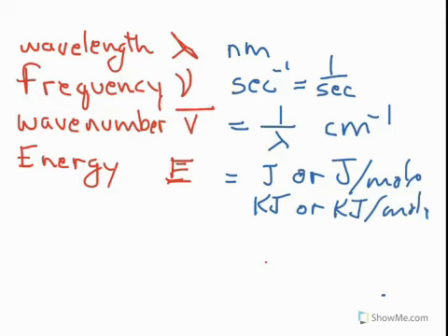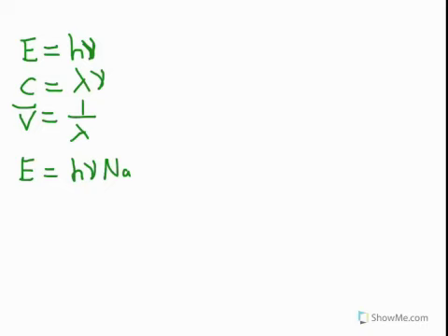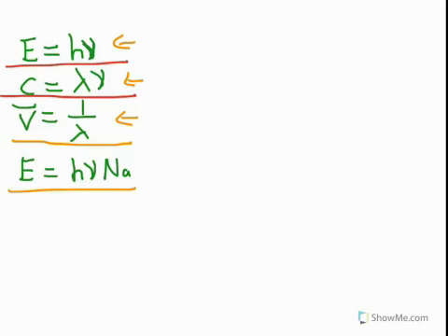Now, let me erase. I've written the equations down that we use in here. I got them a little mixed up, so I'm going to separate them with a line. That's energy. This is the speed of light. C, the speed of light, is equal to wavelength times frequency. Energy up here is equal to Planck's constant, H, times the frequency. And wave number down here is equal to 1/the wavelength. And finally, we have another equation for energy: energy equals Planck's constant, H, times the frequency times Avogadro's number.